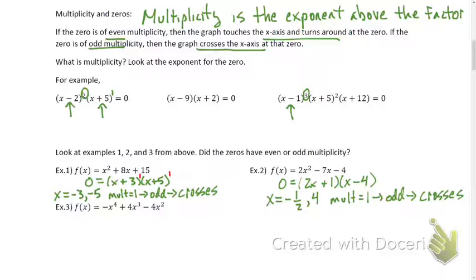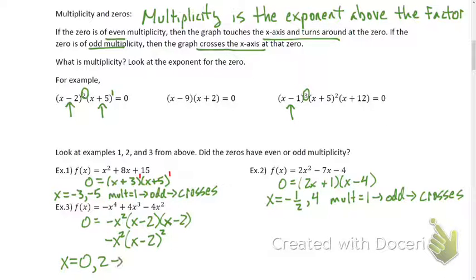All right, last one. It was a little different on this one. We took out a GCF of negative x squared, and then we factored it to x minus 2, x minus 2. Now that x minus 2 is written twice, so you can combine it into 1 squared, which is important because we want to talk about its multiplicity. So we had 2 zeros here, 0 and 2, which both happen to have a multiplicity of 2.